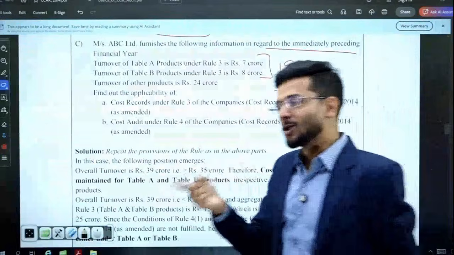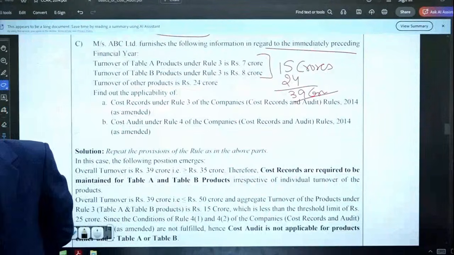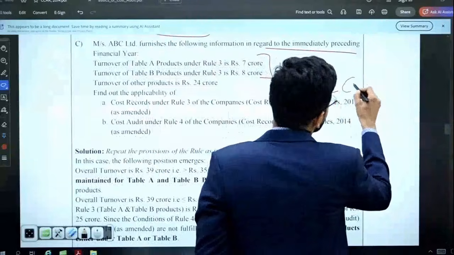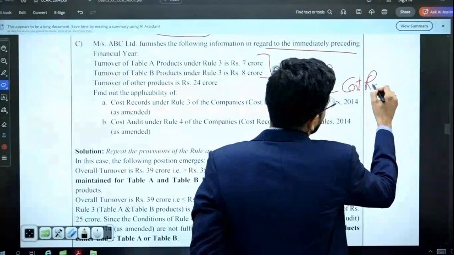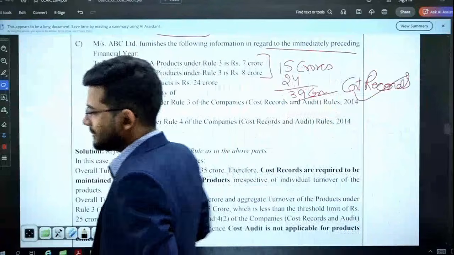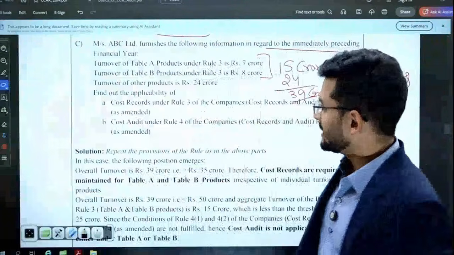The first question is whether cost records is applicable or not. Answer is yes, cost records is very much applicable because the 35 crore threshold is met. So cost records is applicable.